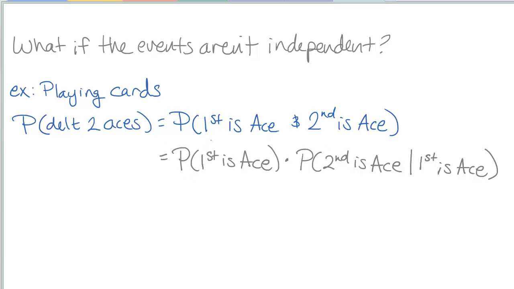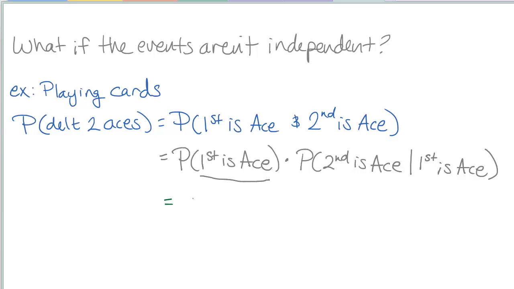So you can think of this as sort of a two-step process. First, we find the probability that the first card comes out an ace, and then assuming that that has already happened, we do the next probability. So this is still multiplication. We just have to take into account the conditions.